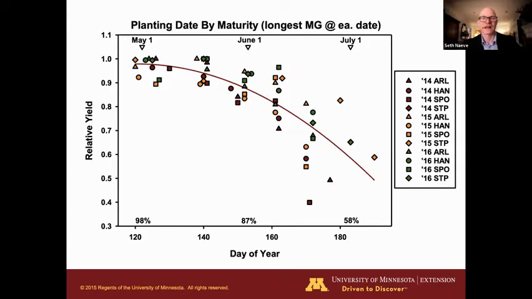If farmers are planting anything very short, there's no reason to rush to get those into the soil at all. We have very little difference in maturity dates, but the yield potential for those shorter varieties does not increase at all over a really broad range of planting dates. Okay, so I hope that helped.